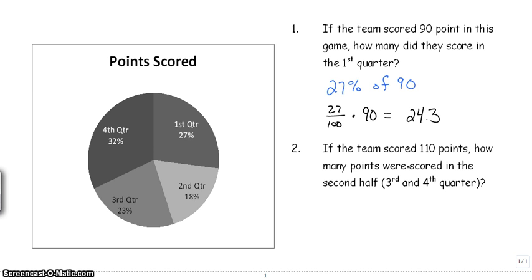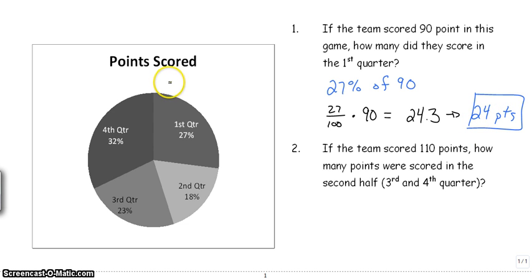Now, remember, we have to round. In this particular case, we're talking about points scored in a game. It is not a human being. It is not a little puppy. So we can round this down. We can round this up. We want to follow mathematical rules when we round this. 24.3, since we can't score 0.3 of a point in a quarter or at all, we would round this down and say they scored 24 points in the first quarter.